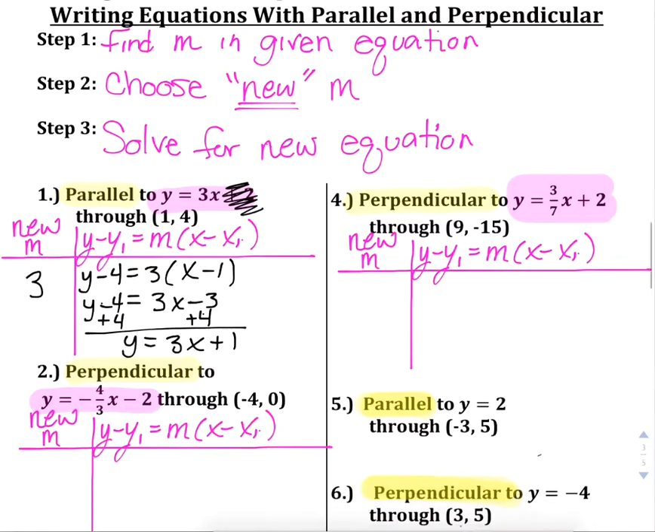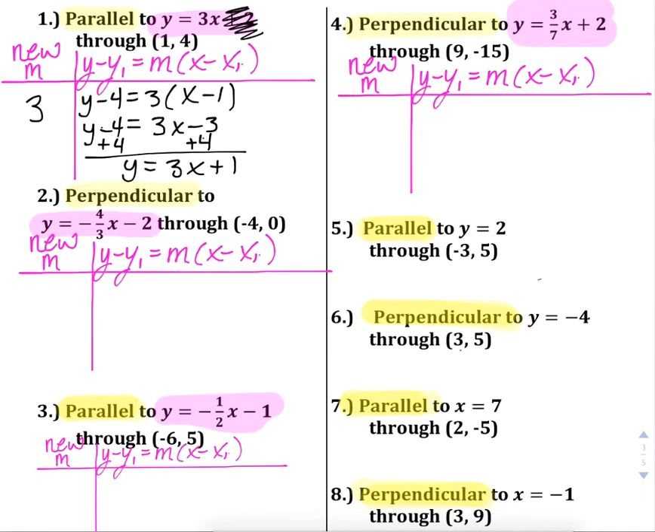All right, I'm scrolling down. Let's go ahead and look at problem 2. Problem 2, I want to be perpendicular to negative 4/3 x minus 2. I don't care about the minus 2. I only care about the slope. To be perpendicular, I need to flip it and change the sign to a positive. So that's the slope I'm using. I'm going to take my point, negative 4, 0, and plug it in. Y minus 0 equals 3 over 4, x minus a negative 4.